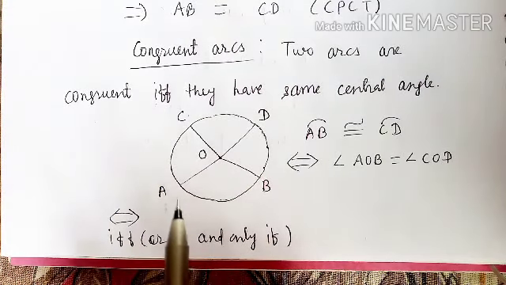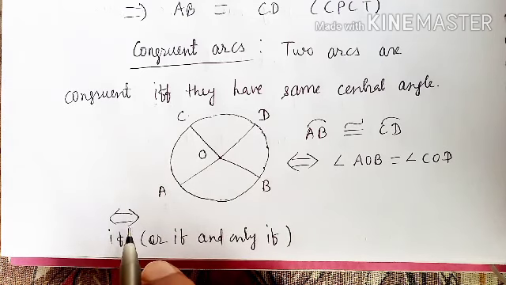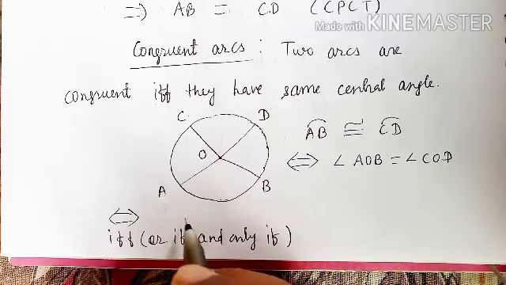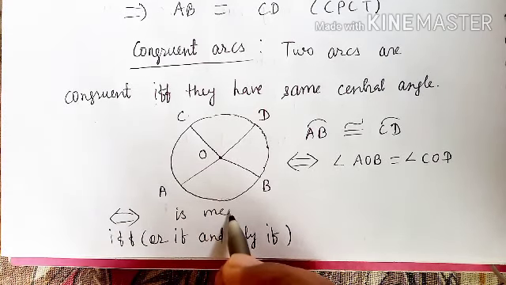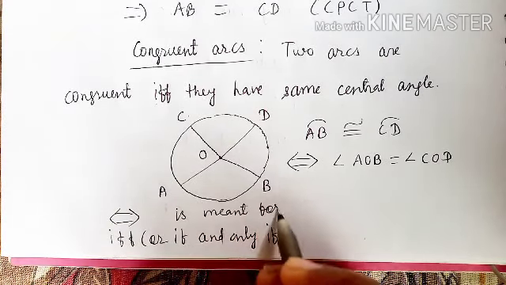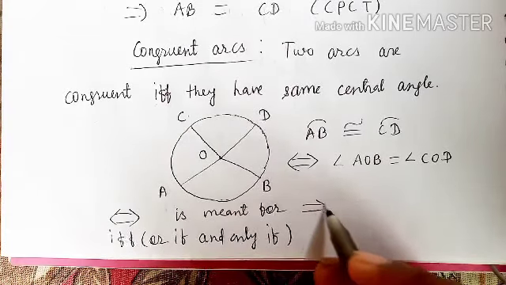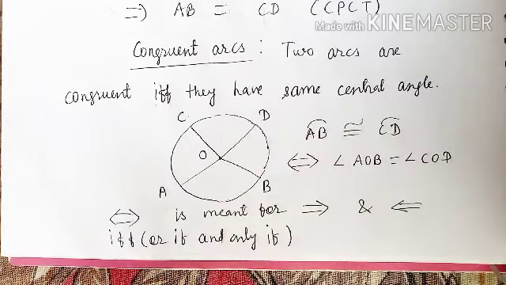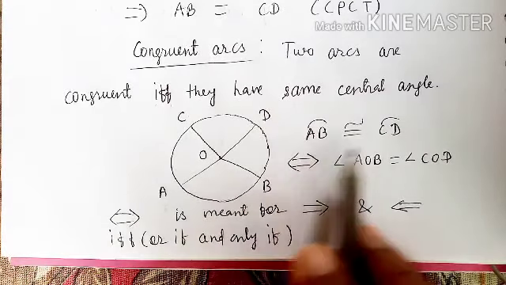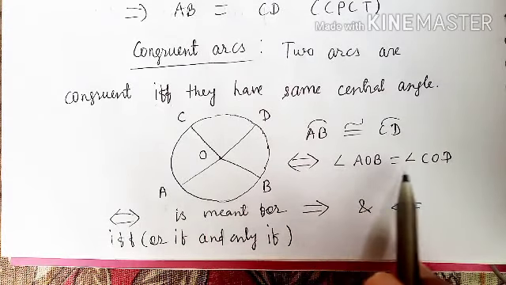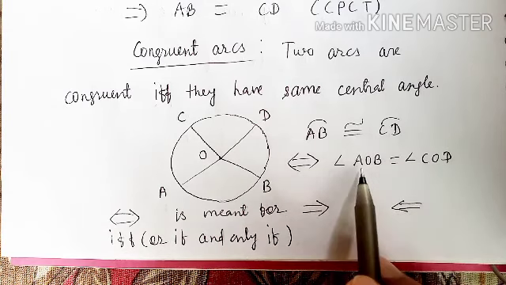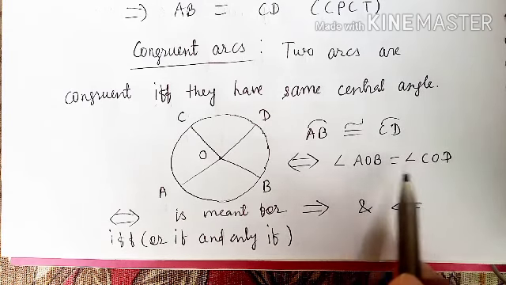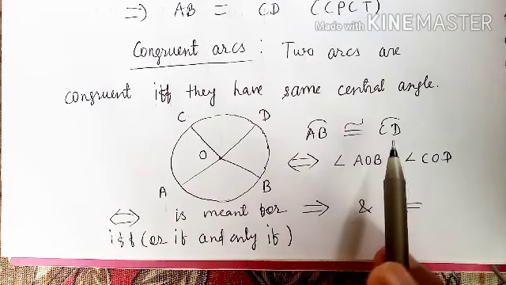See, student, this sign is read as implies and implied by. It means that if two arcs are congruent, then their central angles are equal, and if central angles are equal, then the arcs are congruent.